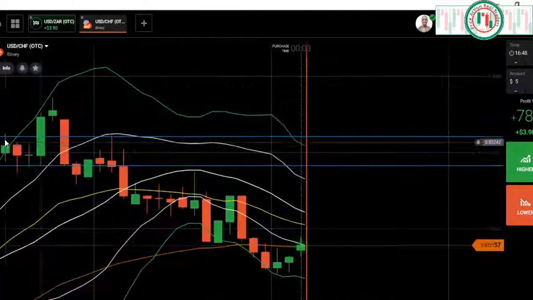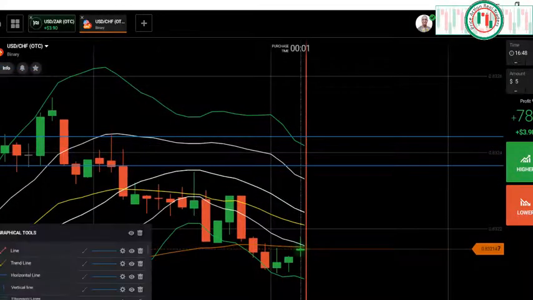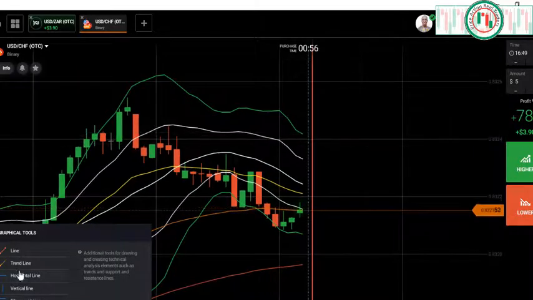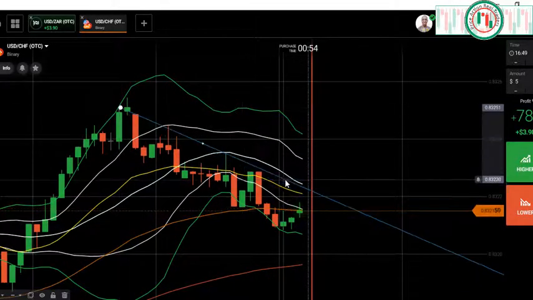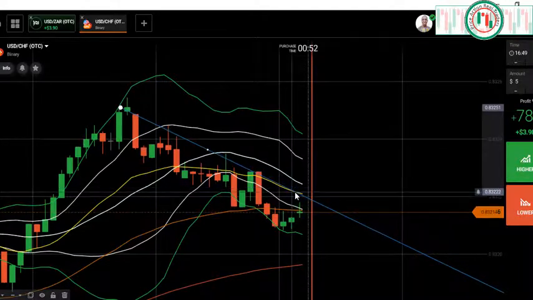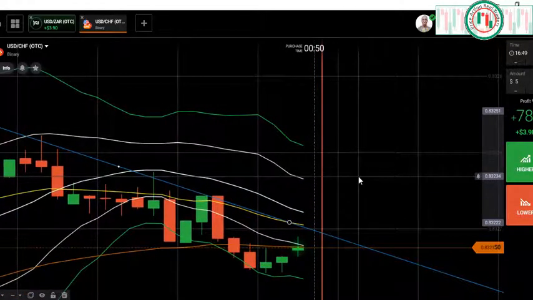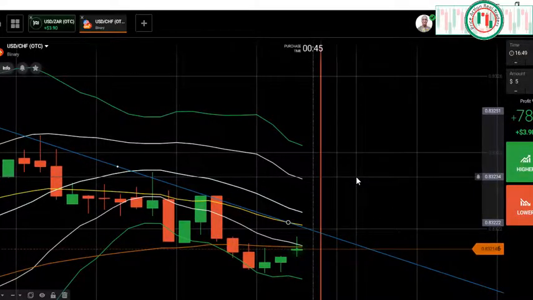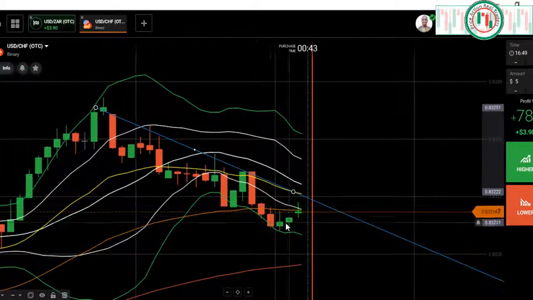Today I will take only 3 trades or 2 because the market is not nice. Market is not so nice, so we have to be careful. This candle are too tiny.